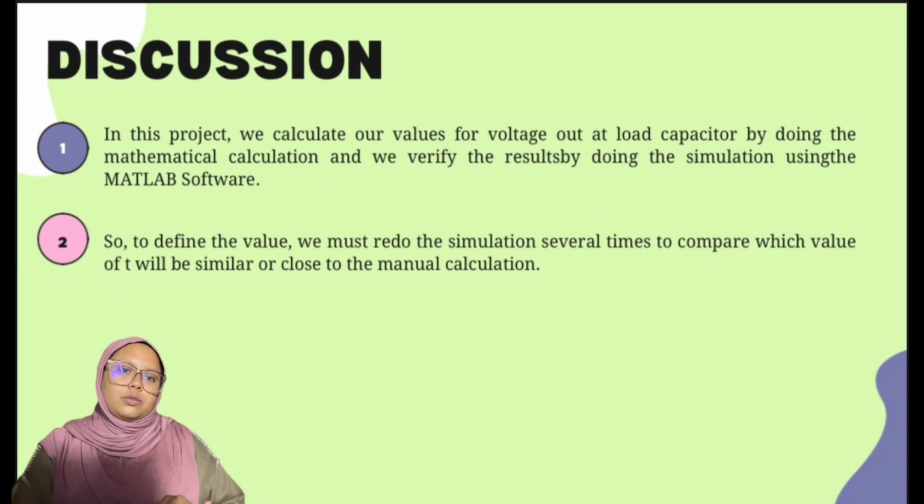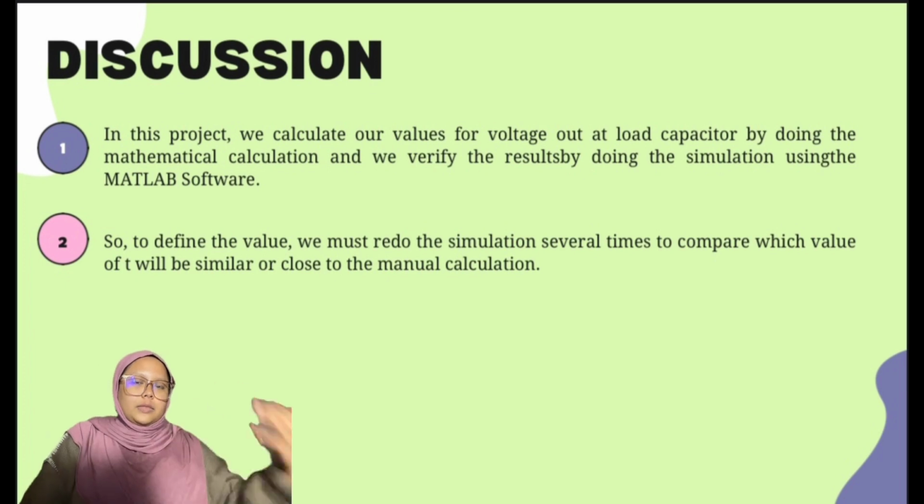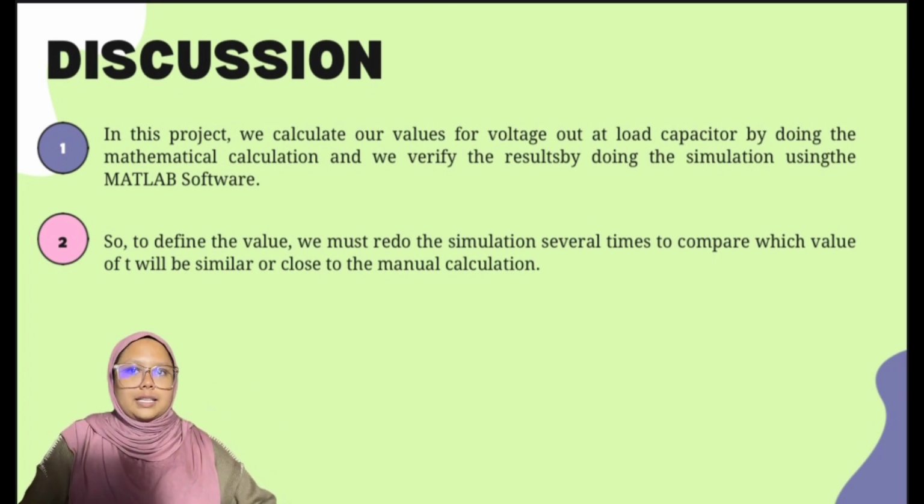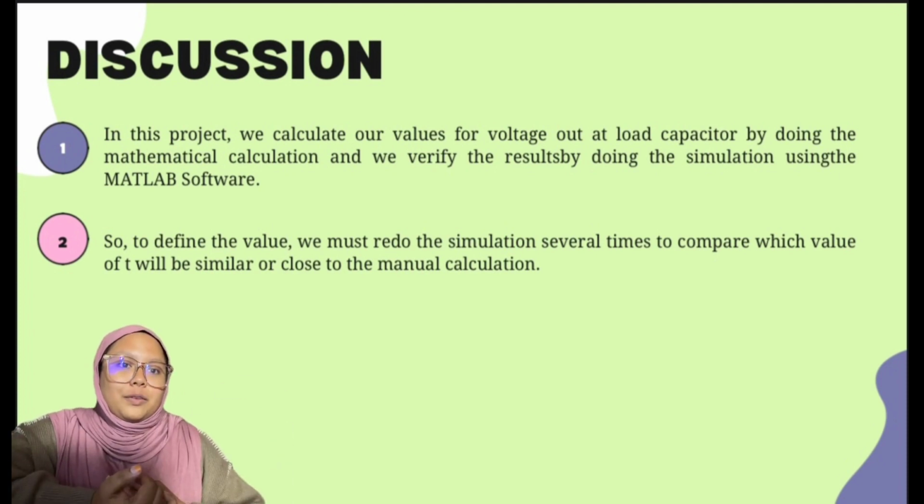In order to do that, we predicted and manually did trial and error on the t value in the simulation circuit, and looked at the result to see if it is close to the manual calculation or not. That's a very basic discussion that I can describe in this project. Okay, that's all from me for this question. Hopefully all of the things have been cleared. Thank you for listening.